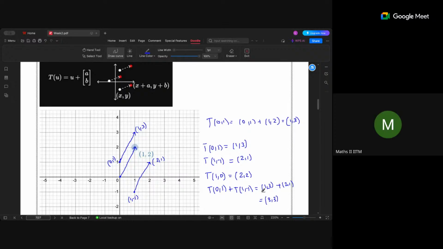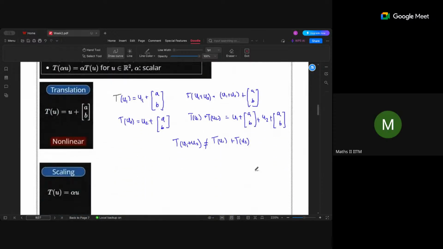You see they are not equal. So let's say this vector is u1 and this is u2, and here you have u1 plus u2. You see that T of u1 plus T of u2 is not the same as T of u1 plus u2. So in general, translations are not linear. You understand why translations are not linear?